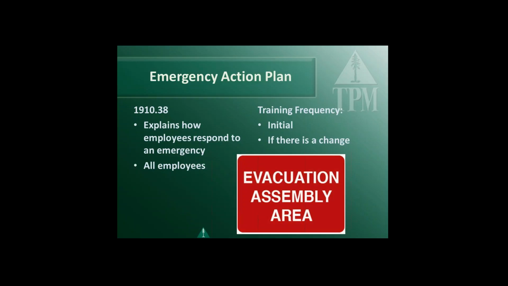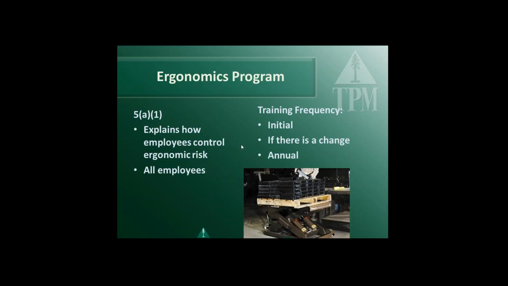And the training frequency is initial, and if there's a change, and usually there's always a change every year. It is a very, very active, living type program. We always need to keep our emergency action plan very up to date. Phone numbers change, new people come in and off of, say, our different committees, stuff like that. So it's always good to train on emergency action plans on a yearly basis. So that's kind of what we'll talk about for that one.